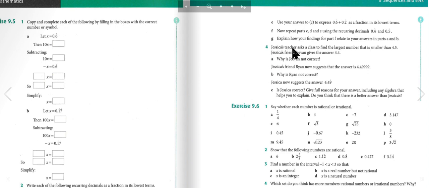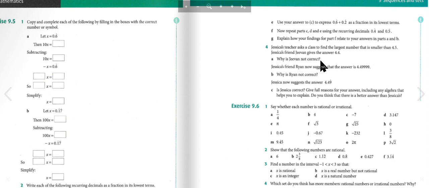Question 4. Jessica's teacher asked the class to find the largest number that is smaller than 4.5. Jessica's friend Jeevan gives the answer 4.4. Why is Jeevan not correct? Even if we can state one number that is larger than 4.4 but smaller than 4.5, then Jeevan is not correct. So, we can state the number 4.41. It's larger than 4.4 and it's smaller than 4.5.